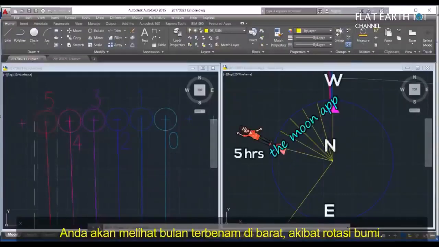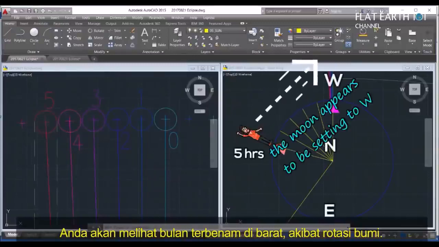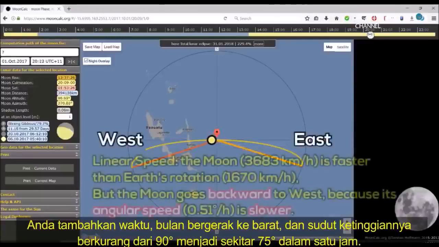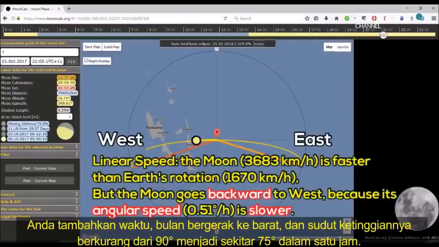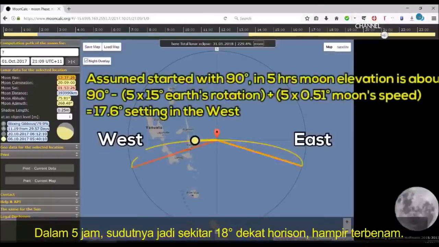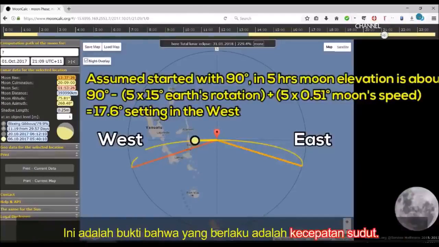You will see the moon is setting to the west due to Earth's rotation. Exactly like you've seen at mooncalc, you add time, the moon goes to the west. And the elevation angle is subtracted from 90 degrees to around 75 degrees in 1 hour. For 5 hours, it would be around 18 degrees near the horizon, almost setting. This is the proof that it's the angular speed that applies.